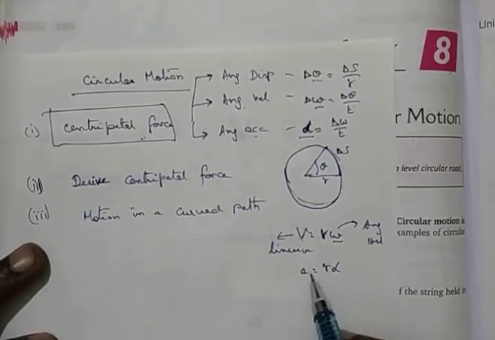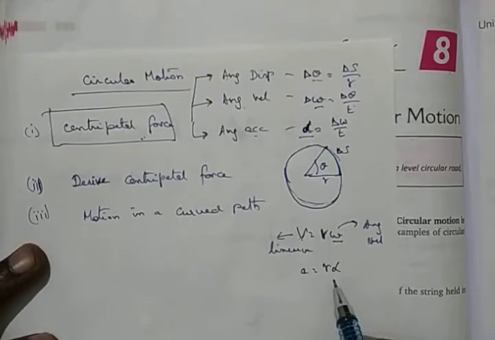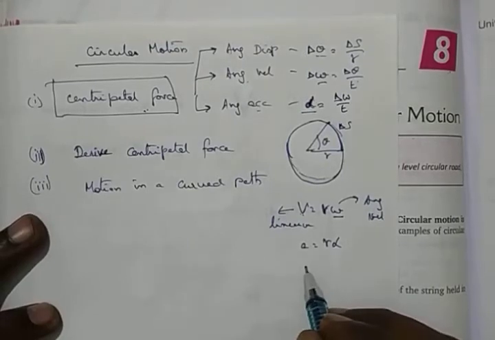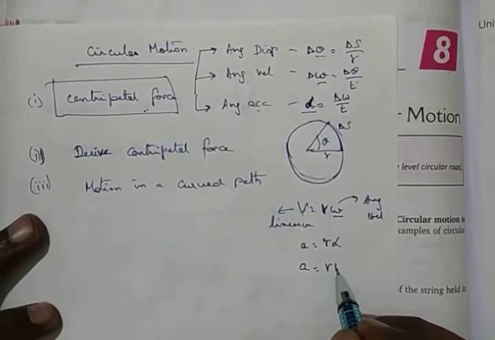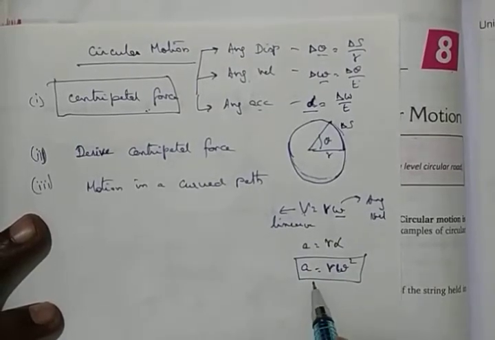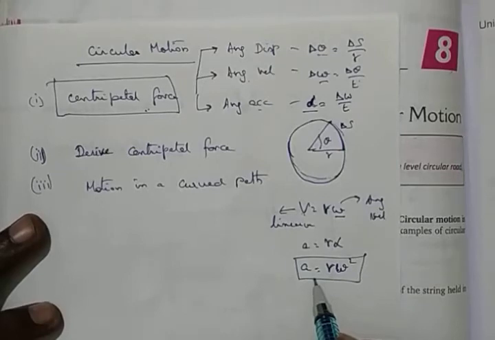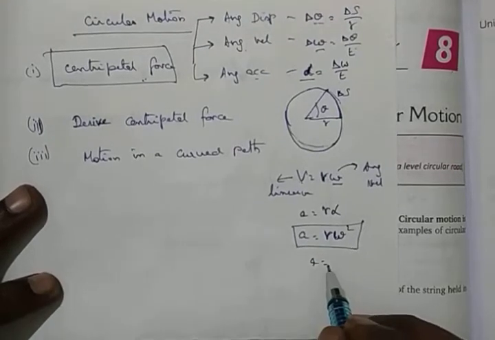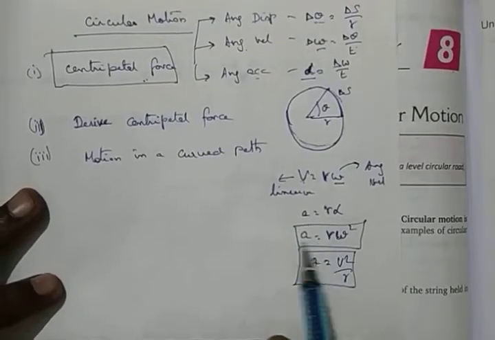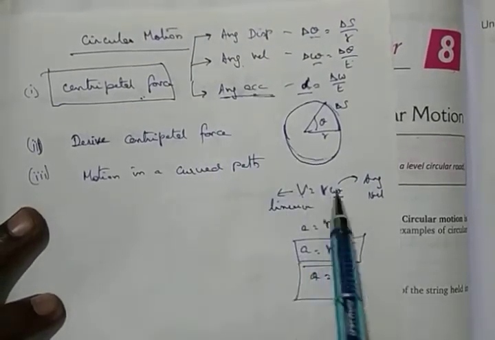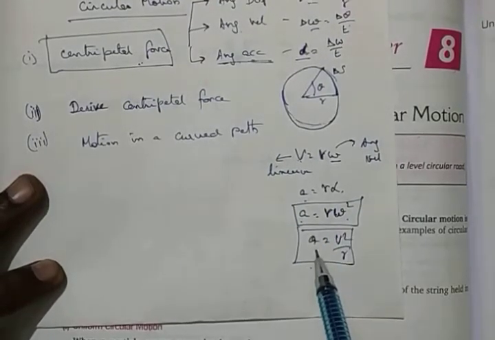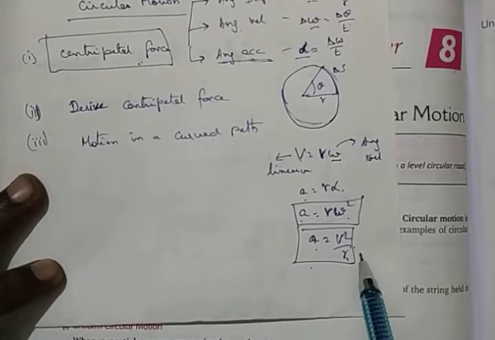These things will be quite important to understand how this finds out the links. Acceleration is also equal to R omega square. This is actually called centripetal acceleration. Acceleration is also equal to V square by R. This is called centripetal acceleration. This acceleration has lots of other ways to be written: A is equal to R alpha, A is equal to R omega square, and A is equal to V square by R. So this is called centripetal acceleration.